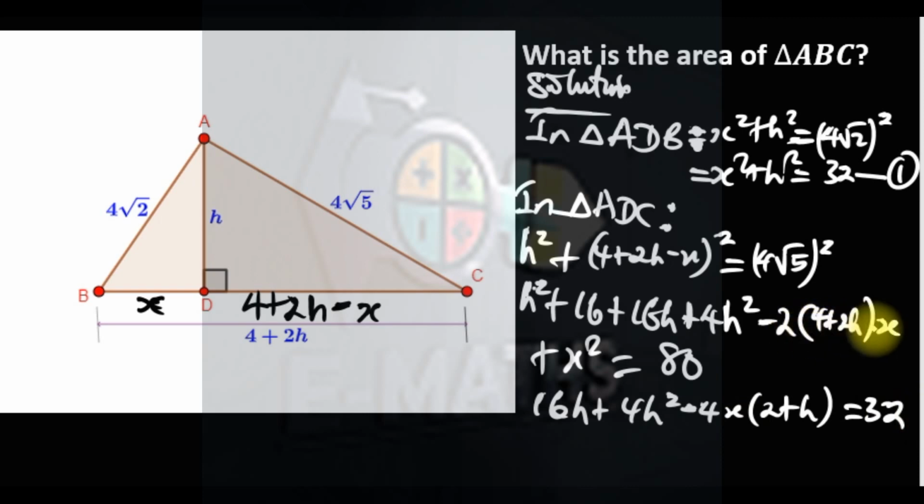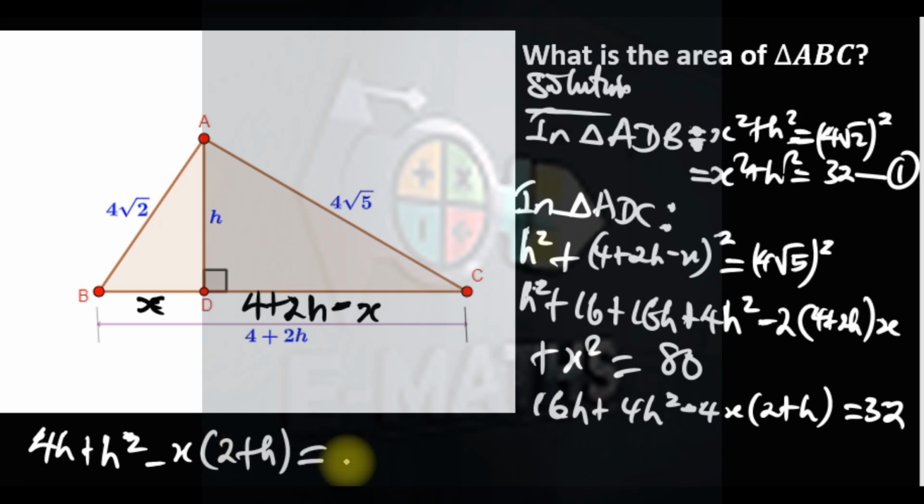Here, 2 is common, so I factor 2. 2 times 2 is 4, the x is here, so we're left with 2 plus h. As you can see, I factor because I noticed they have the same common factor. If I reduce more, 4 in 16 is 4, so I have 4h plus h squared minus x times 2 plus h is equal to 8.